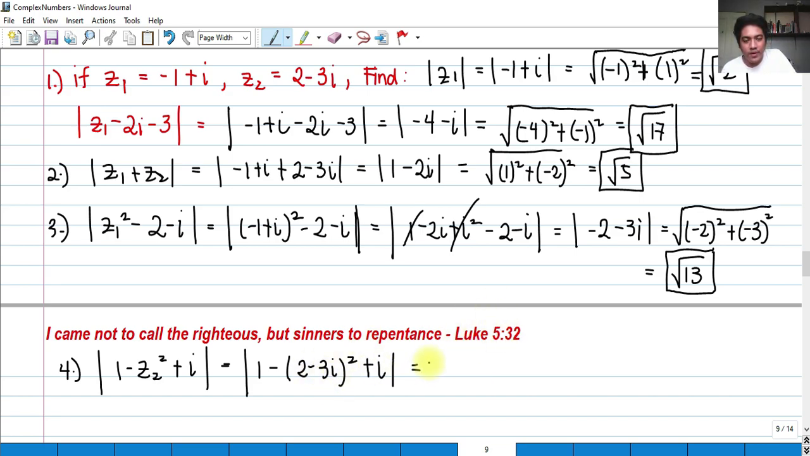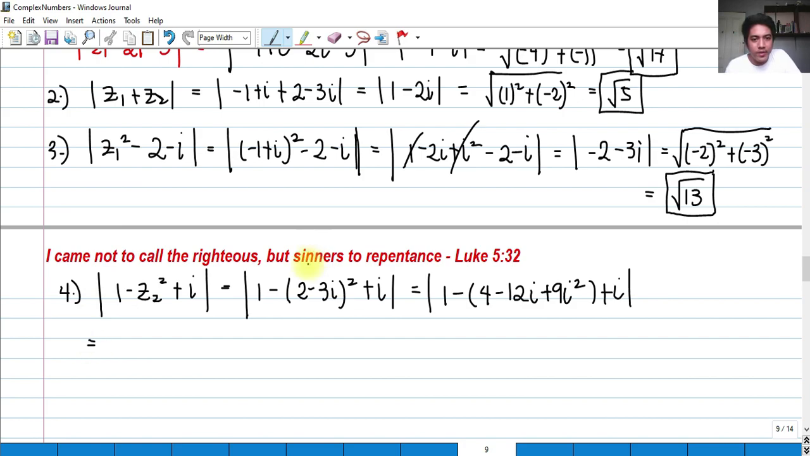We expand this. We have 1 minus, we have 4 minus 12I. Okay, 2 times negative 3, negative 6 times 2, it's negative 12I plus, sorry, because we have a negative here, that is 9I squared. Okay, 9I squared plus I. Okay, don't forget to distribute first the negative sign because of this minus.